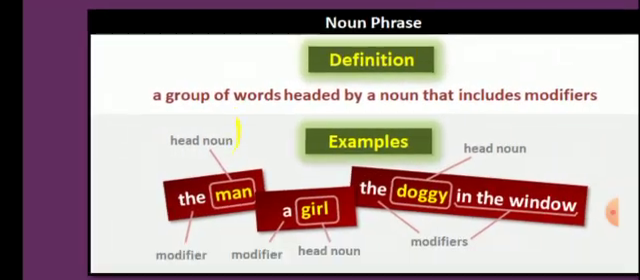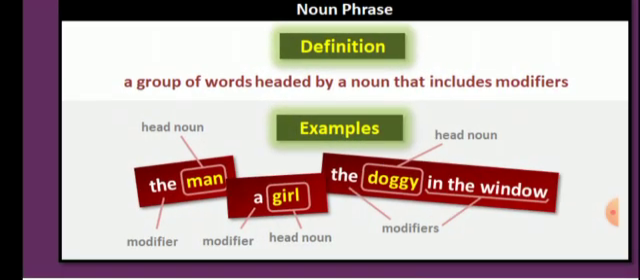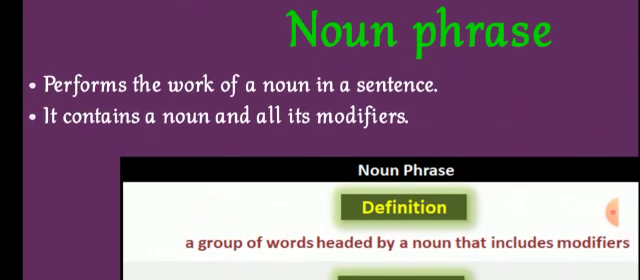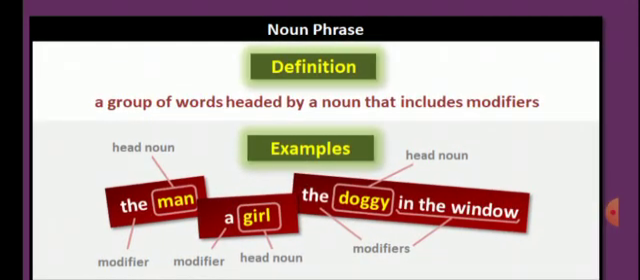You can see in this picture, it will compulsorily have a noun, a group of words headed by a noun, plus modifiers. Modifiers mean the words which give more meaning or more information about that particular noun. That is what you call modifiers. Here modifiers can be an article, meaning the, an, a, or any other adverbs, adjectives, prepositions, right? Like that, it can be any modifiers. So see the examples, you will understand through the examples.